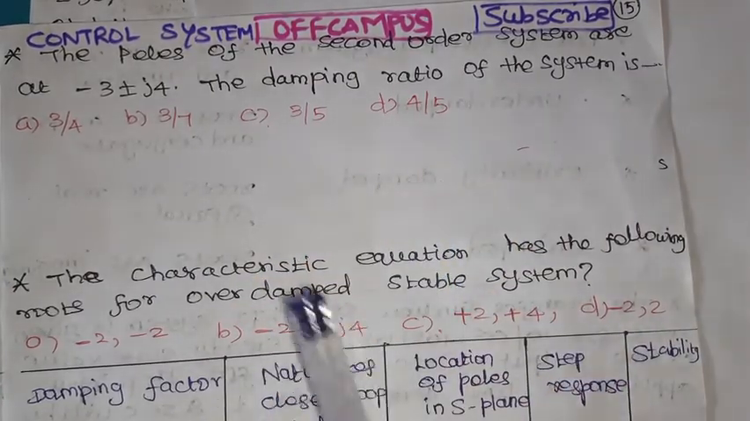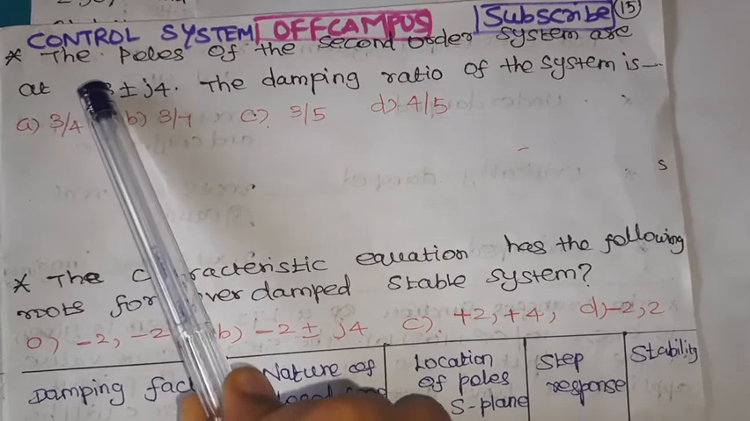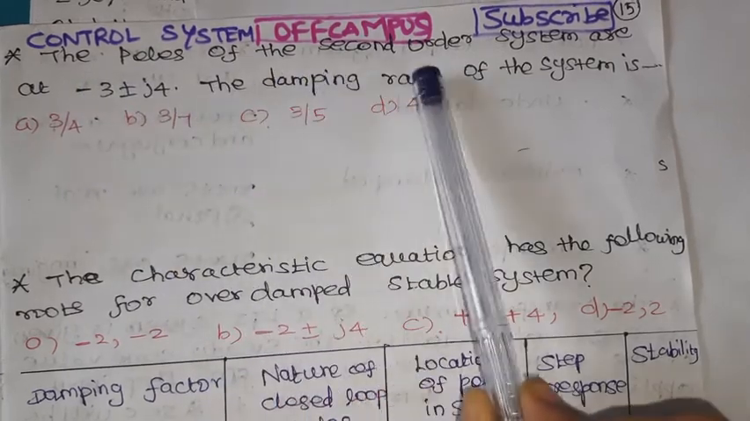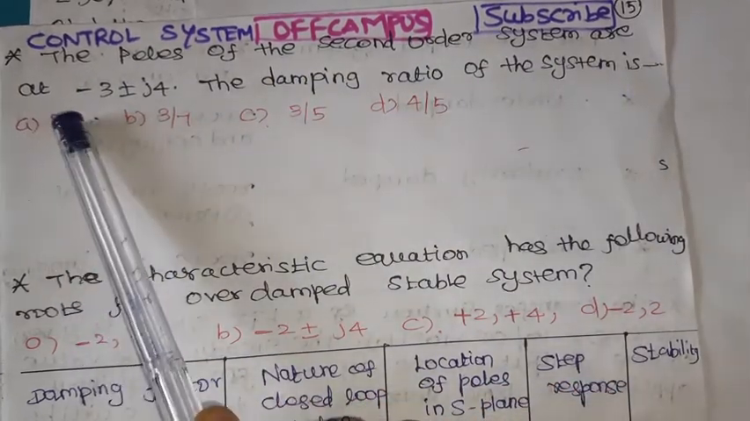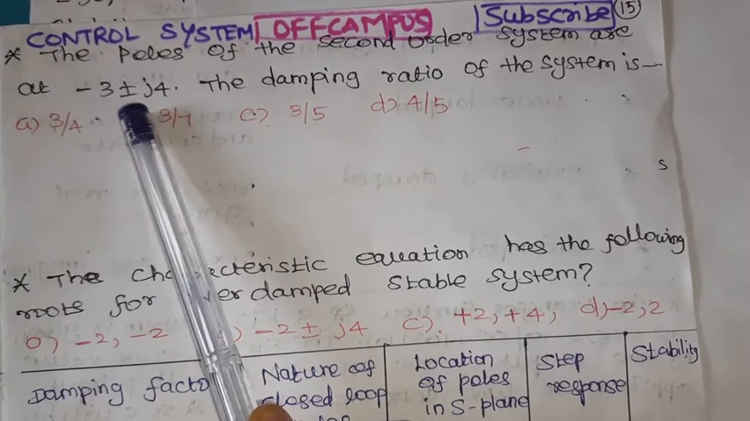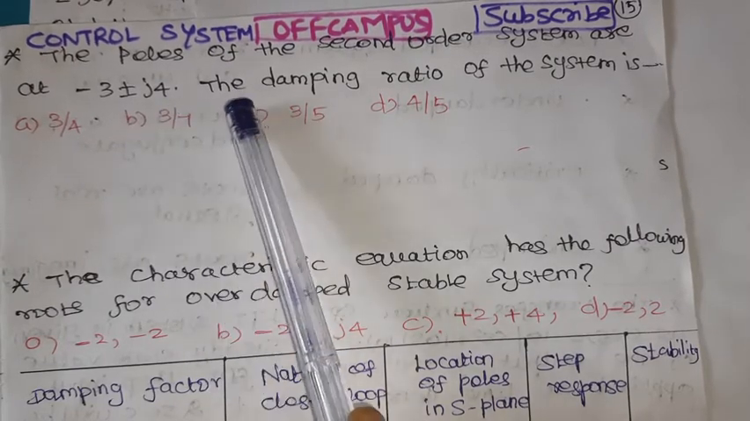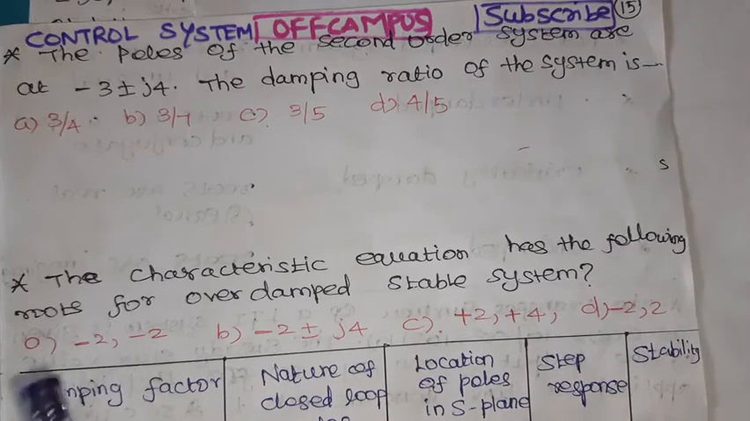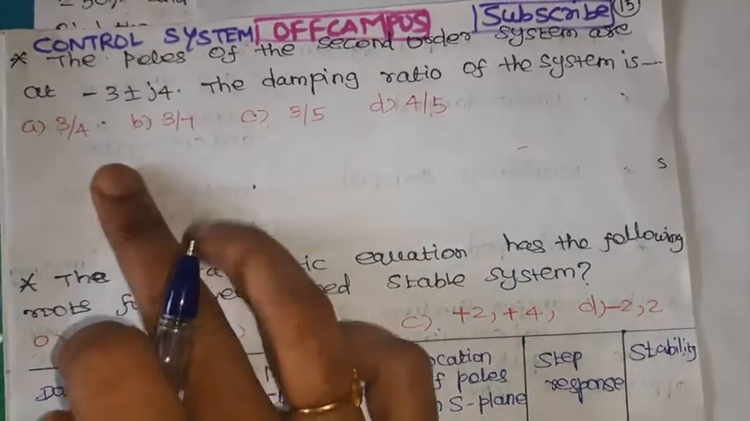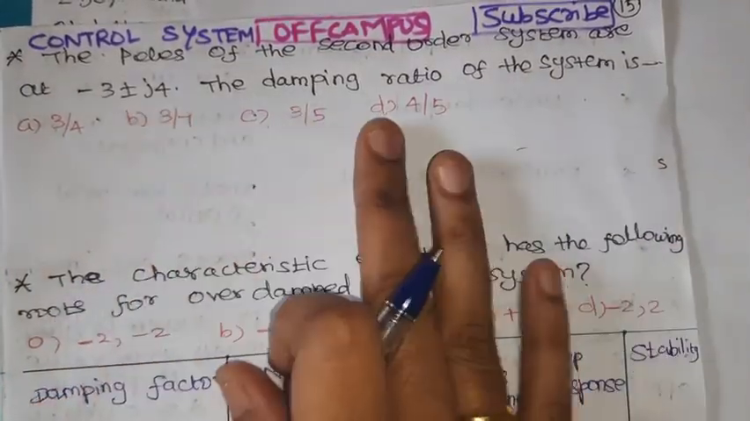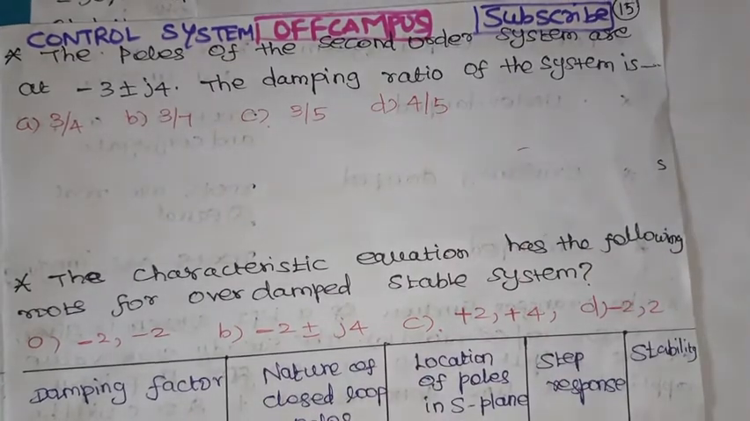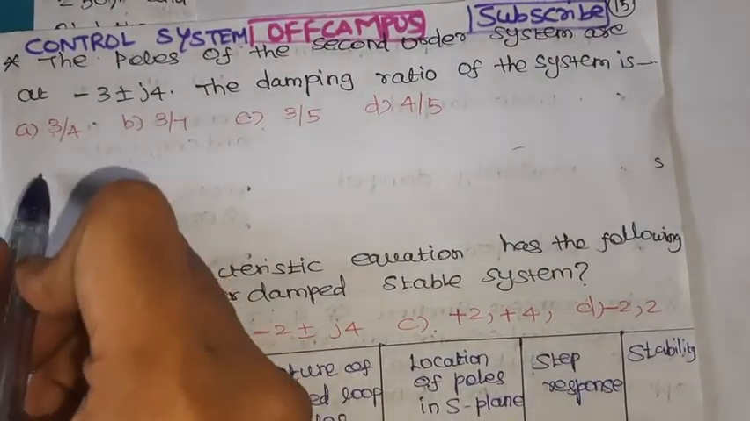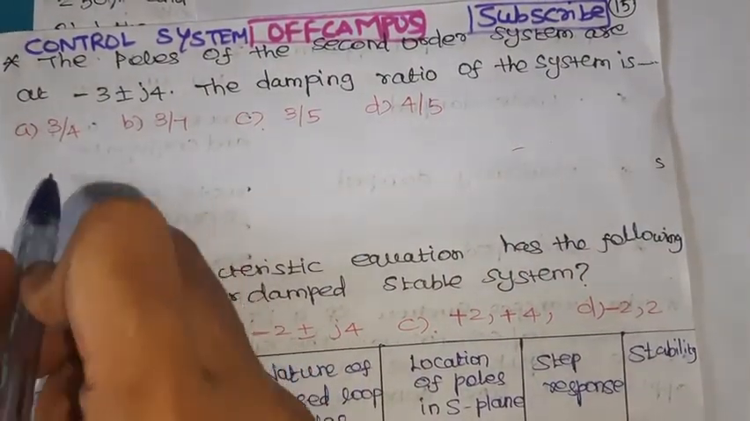Let's start the video. The first question is: the poles of the second order system are at minus 3 plus or minus j4. The damping ratio of the system is? What is given? The poles of the second order system are given. We need to find out the damping ratio of the system. So, let us see how to solve this problem.